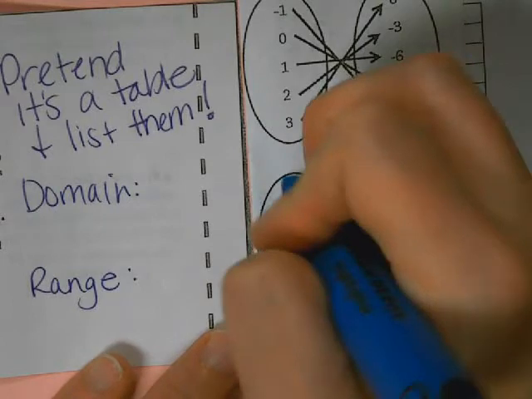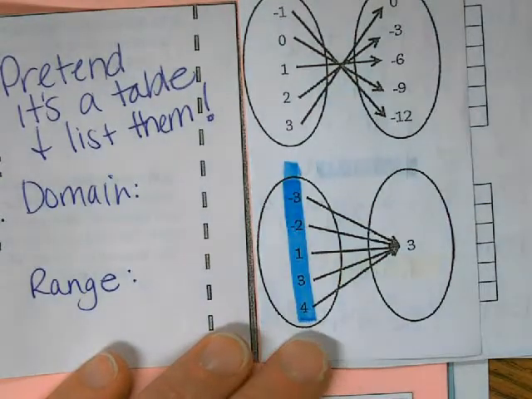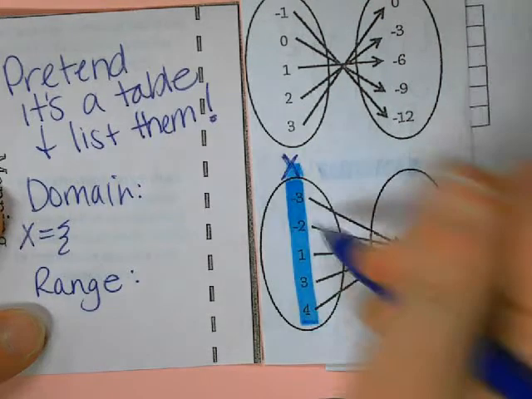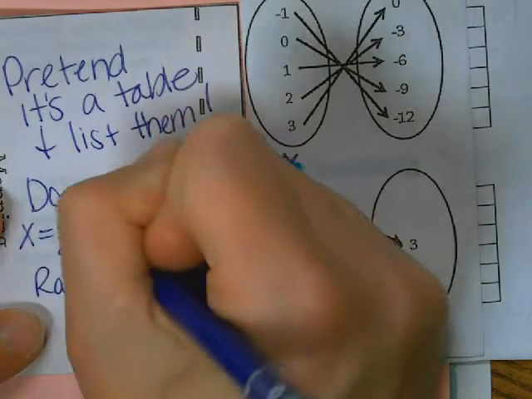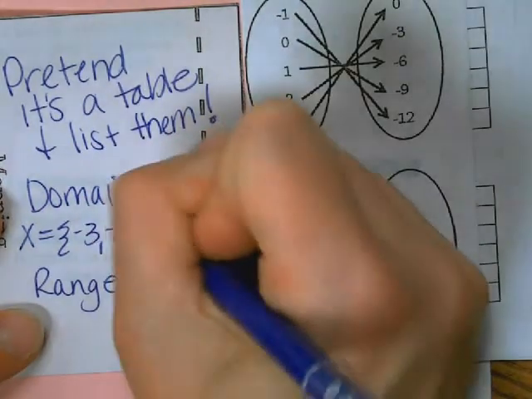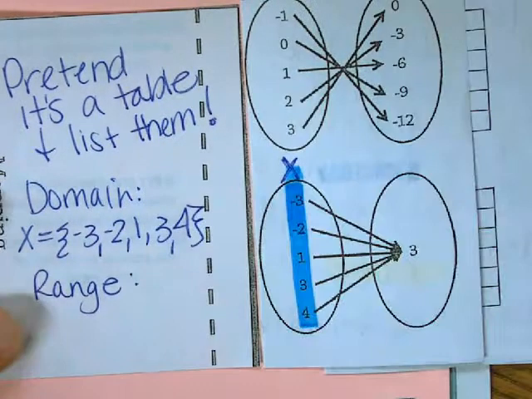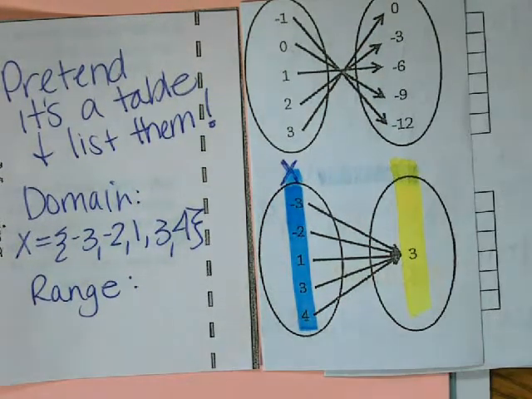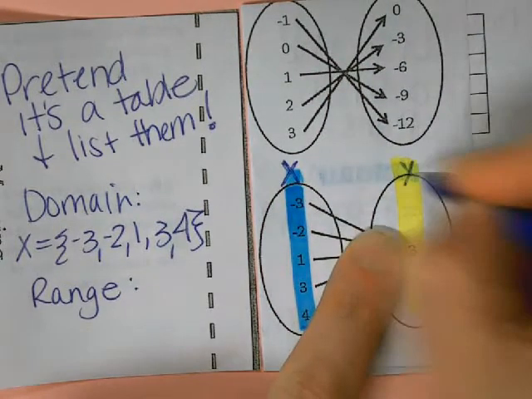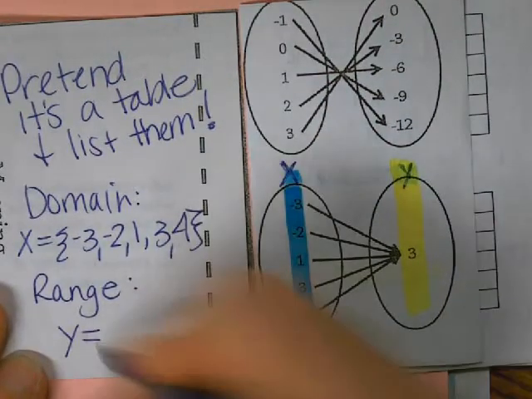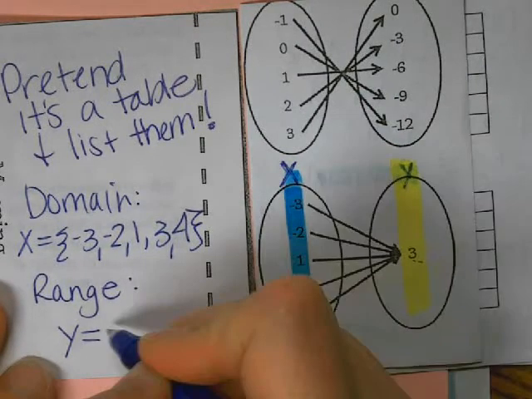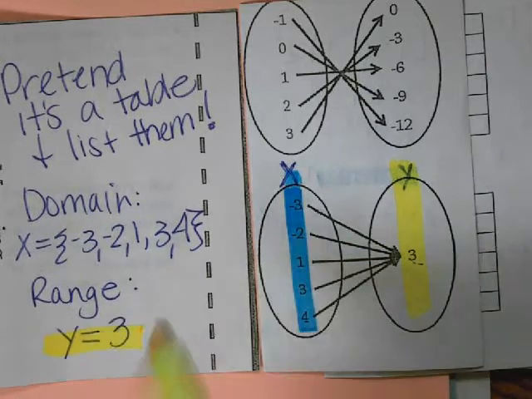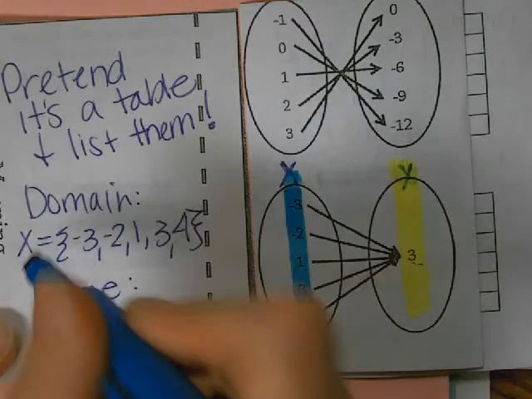Okay, so domain is going to be this first one. This is x, right? So x equals squiggly line, -3, -2, 1, 3, and 4. And then this is my range. This is y. And in my range this time, I only have one answer. So I say y equals, and I don't have to put my squiggly line because there's only one number that y could possibly be. So my range is 3. Okay.